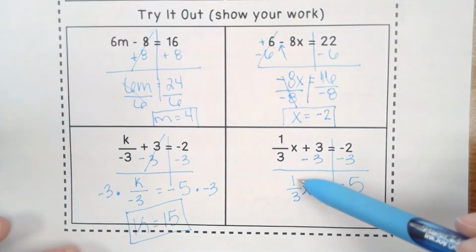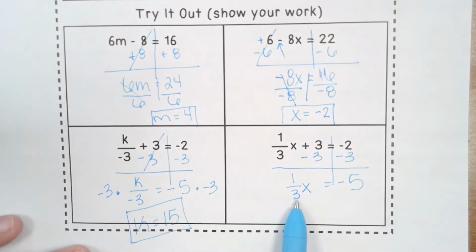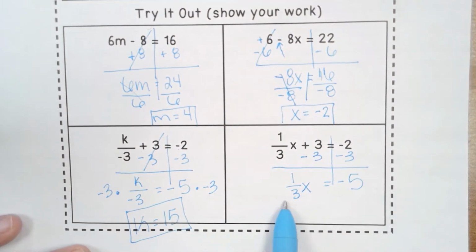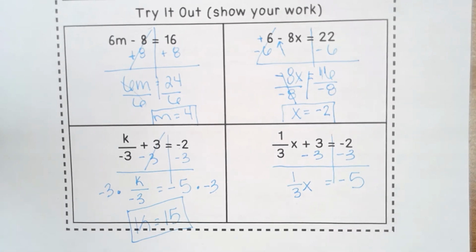And then if you guys remember, when we have a fractional coefficient, technically, yes, this is saying 1/3 times x, so the opposite of multiplying is to divide. So I could divide by 1/3 on both sides, but if you guys remember, we don't divide fractions because we have to do the keep, change, flip by changing division to multiplication and then taking the reciprocal of the second fraction. So we are going to skip to the reciprocal part by multiplying by its reciprocal.